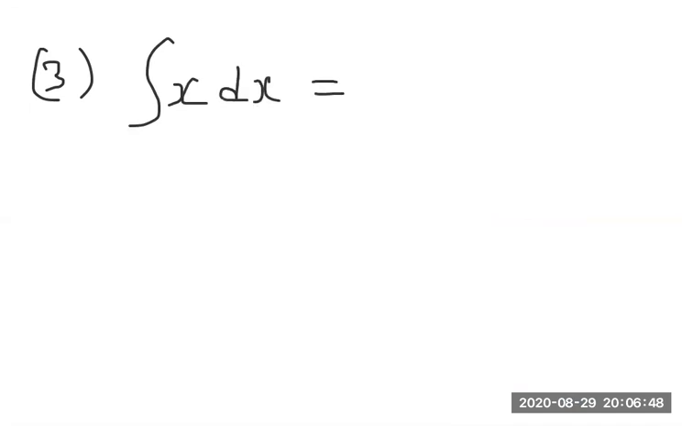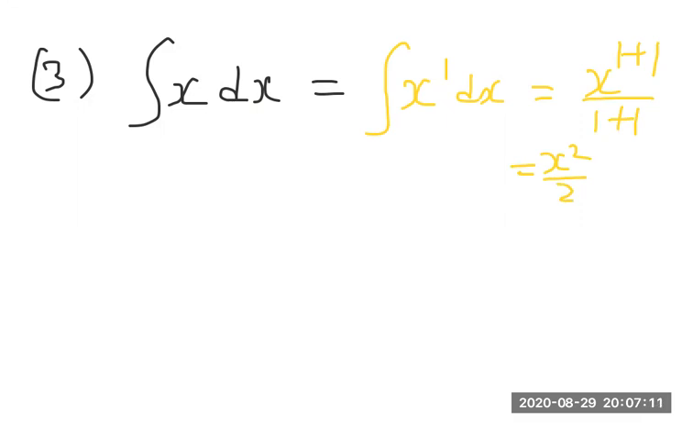Now, suppose they have given only integral x dx. This line is called the integral symbol. If they have given only integral x dx, it indicates x power 1 dx. Then I can write x power 1 plus 1 by 1 plus 1, which is nothing but x square by 2.